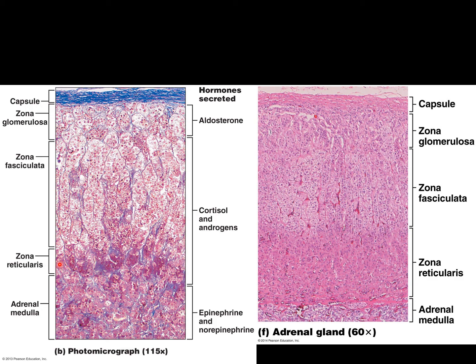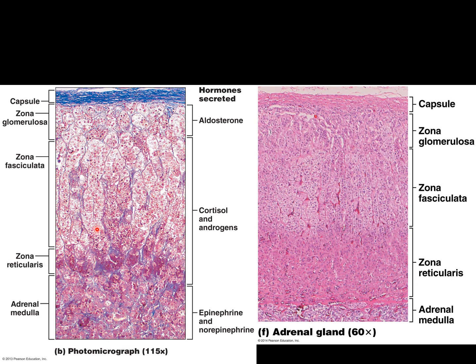Each zone is responsible for producing a different type of hormone. So zona glomerulosa produces mineralocorticoids. And our best example is aldosterone, which helps regulate salt. Fasciculata produces glucocorticoids, which helps us to regulate stress. And our best example here is cortisol. Reticularis produces the sex hormone, testosterone. So our mnemonic for the adrenal cortex is GFR to remember the layers.